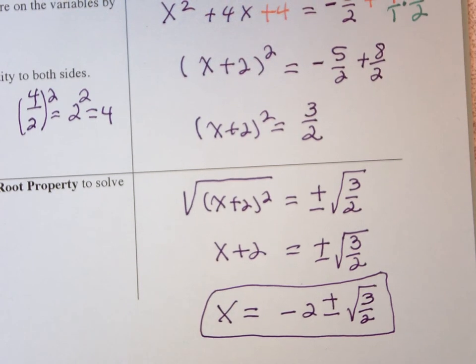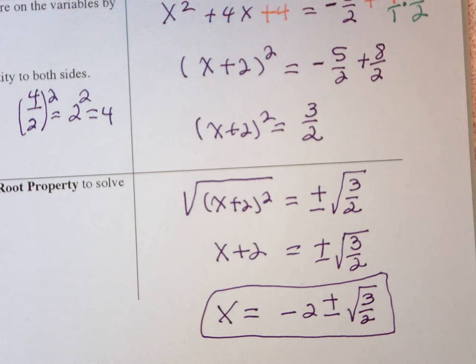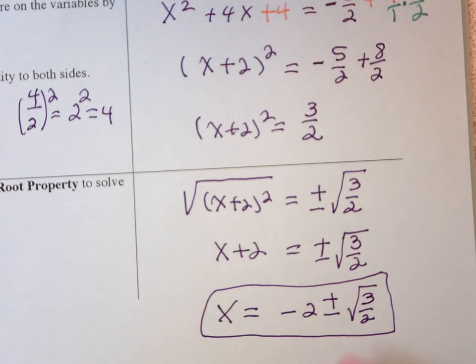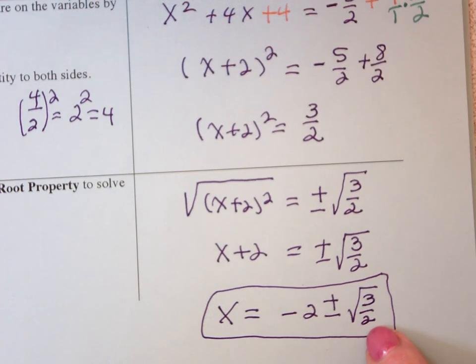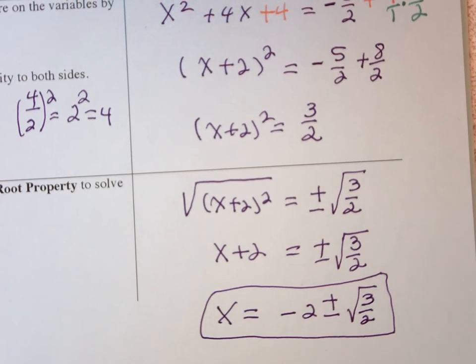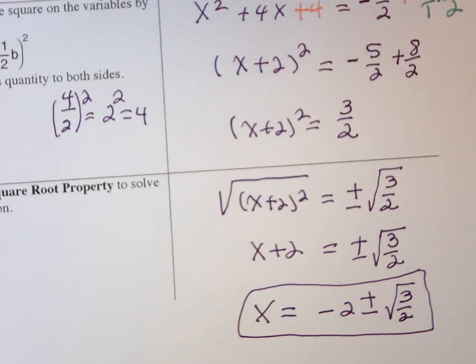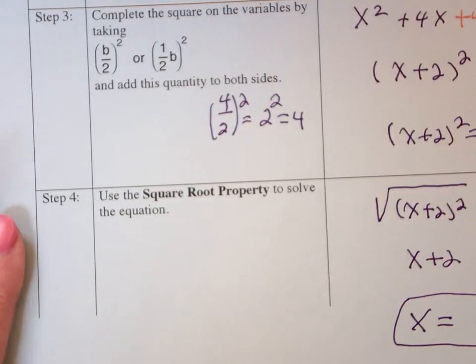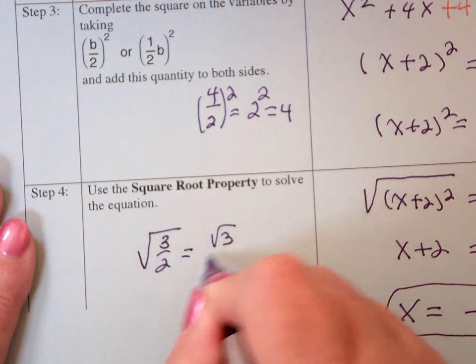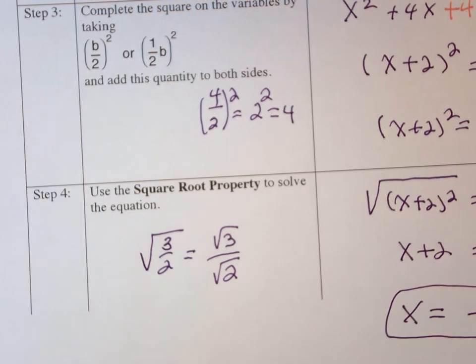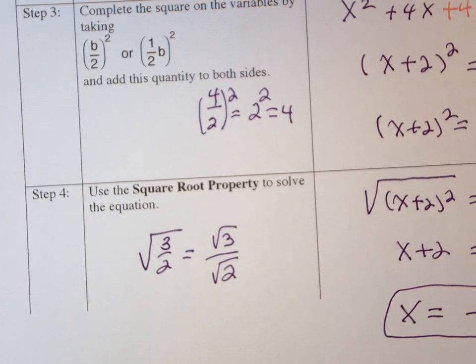Why would this not be satisfactory as far as your book is concerned? What would they like about it? What does it have? Plus or minus. The plus or minus is fine. What doesn't it have? Negative. The square root. The square root, and where's the square root going to be? So if you think about it, I'm going to move this over here. The square root of 3 halves is the square root of 3 over the square root of 2, is it not? And what do we have? We have a radical in the denominator, right? And your book doesn't like that.